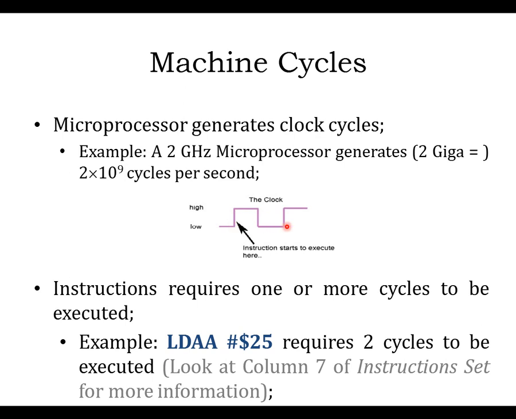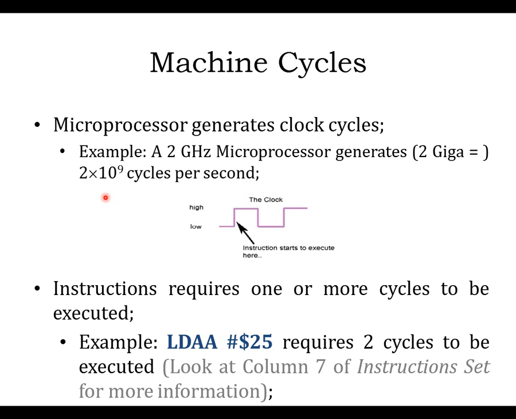Now, for example, if you have a 2 gigahertz microprocessor, it basically generates 2 times 10 to the power 9 cycles per second, right? Now, think about the cycles. So it's 2 followed by 9 zeros. That many cycles in 1 second. Now, the instructions require these cycles to be executed.